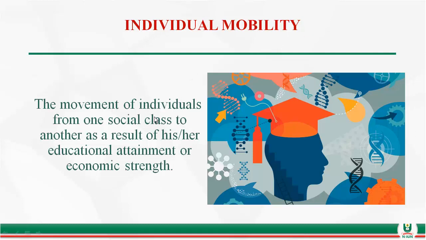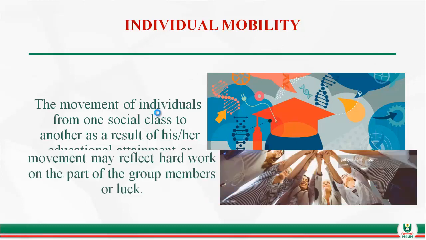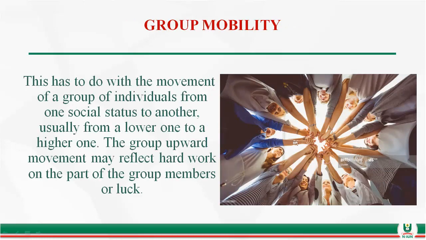Now let's see the next one, which is group mobility. As a group, people can move based on individual performance in the group. Group mobility has to do with the movement of a group of individuals from one social status to another, usually from a lower one to a higher one. The group's upward movement may reflect hard work on the part of the group members, or luck. It is the performance of the group members that tends to give the group that change of social status.